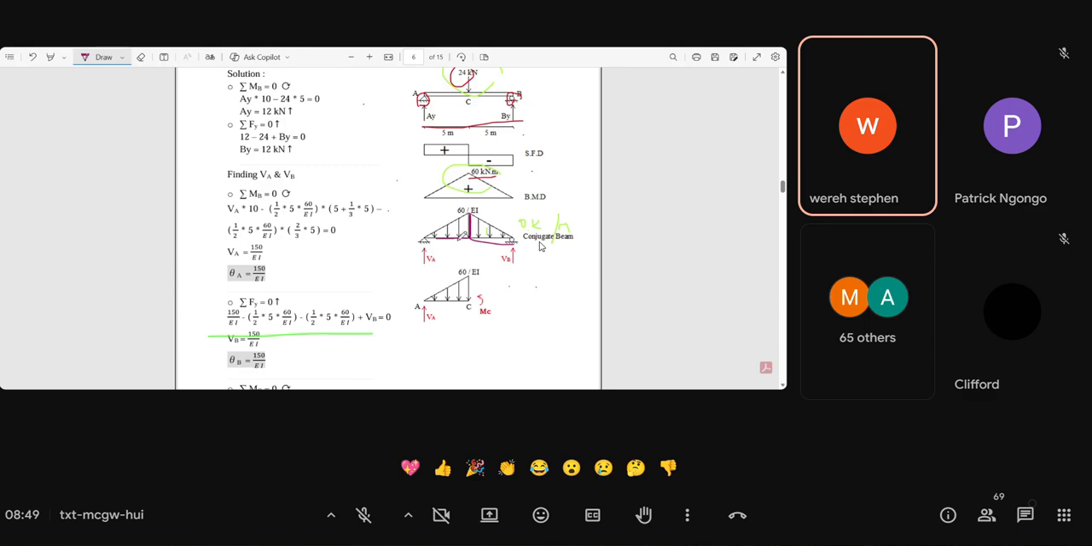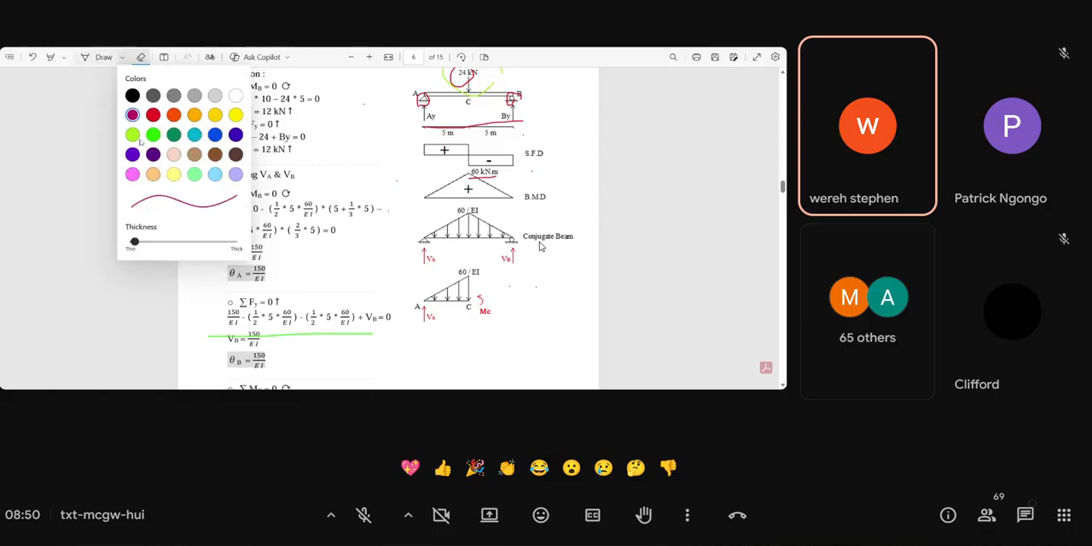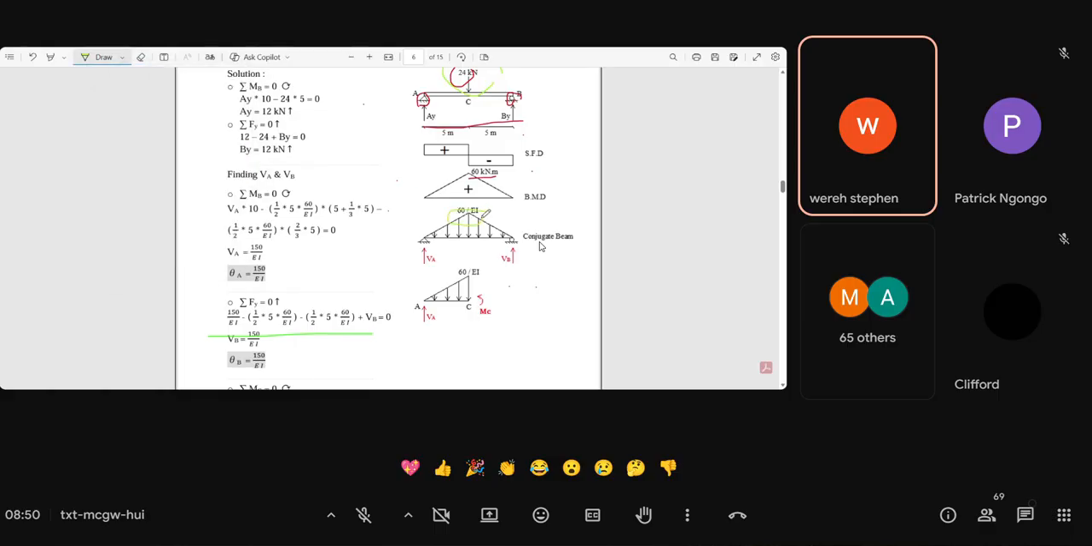So it will be 150 over EI, because we have this EI. So the total load for this side is 150 over EI. Total load for this side is also 150 over EI. So from there we can get VA and VB. VA is just the normal reaction at A. VB is the other normal reaction at B. So reaction at A plus the reaction at B should be equal to the total loading of this triangular load, yeah?